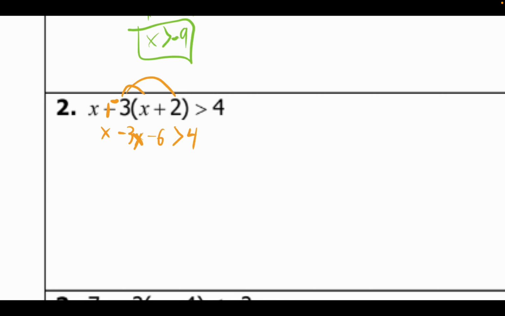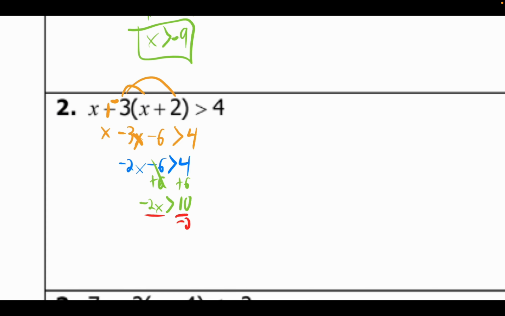Next, I'm going to combine like terms. So I have x minus 3x is negative 2x, minus 6 is greater than 4. Now you could have done this next step instead of doing x minus 3x here and switched the order of the steps around. So I'm going to go ahead and add 6 now to undo the subtraction. Once again, if you would have added 6 before combining x and negative 3x, that's fine as well. Some people might do that. I prefer combining like terms first to make these equations all follow a more uniform pattern.